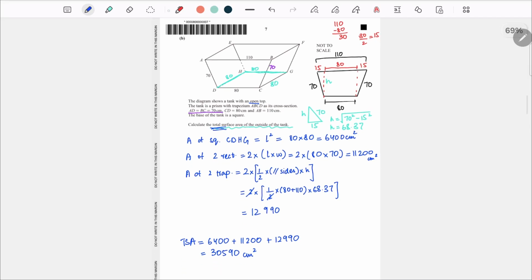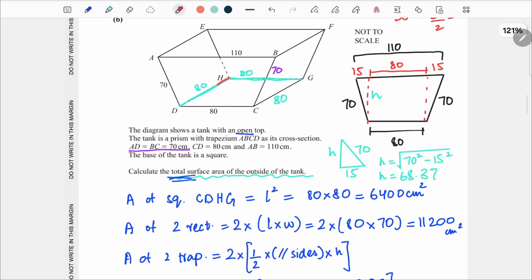So first I found the area of the base, that was a square. Then I found the area of a rectangle, and this was basically these two parts right here. Both of these were the same triangles.